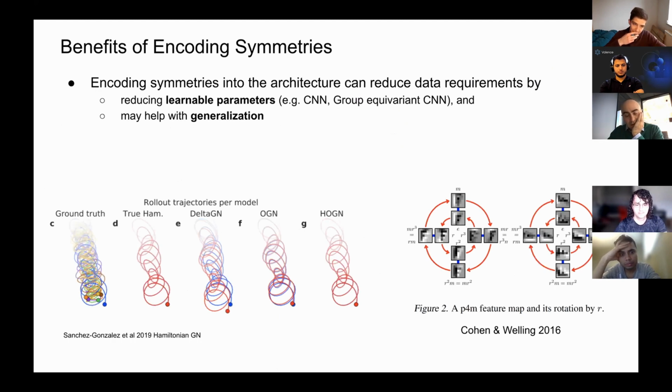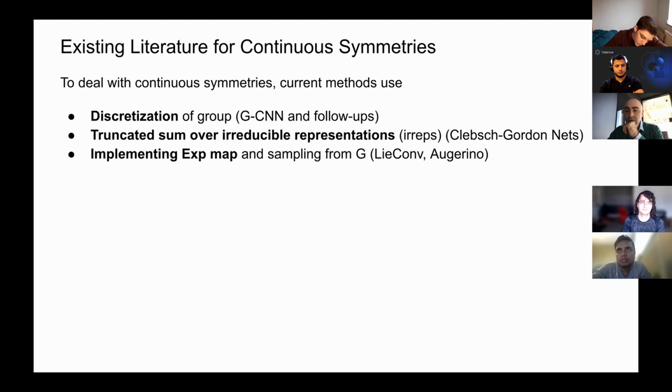And a lot of work happened since then, and people showed that, for instance, if you encode the symmetry structures of, let's say, Hamilton's equations of motion, which describe Newtonian physics, you can get much better prediction of trajectories in the long run. A lot of papers similar to that came out. Basically the whole premise is that usually when you encode symmetries, you're reducing the number of learnable parameters, and it may help with generalization of the model.